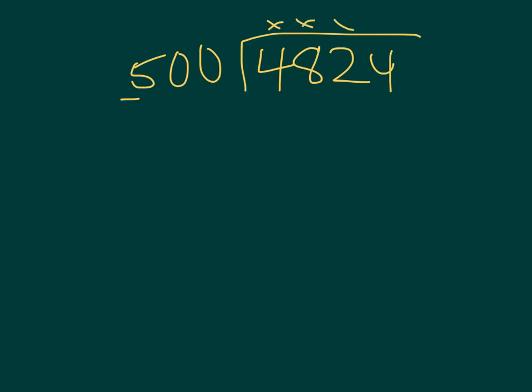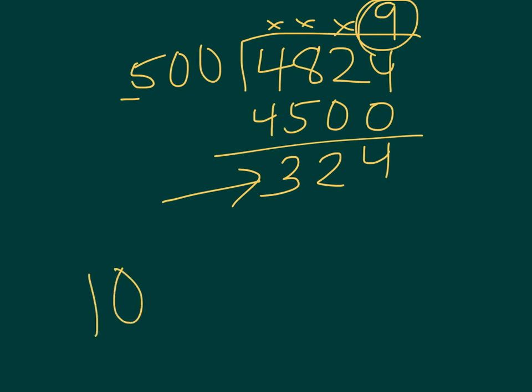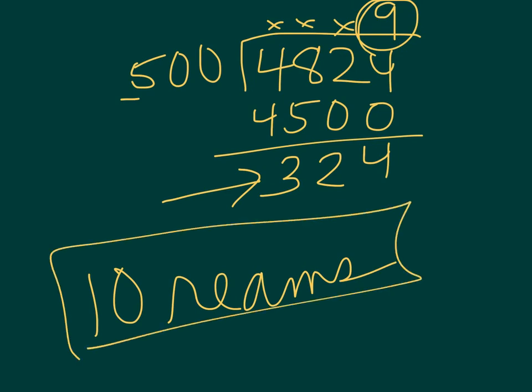500 doesn't go into any of these. 5 goes into 48 9 times, and we know that that's 4,500. Okay, so this is saying that if I get 9 reams of paper, I'm going to be 324 pages short. So here I'm going to have to buy 10 reams of paper, and I'll just have leftover paper. But I'd rather have leftover paper than have to not have enough paper.